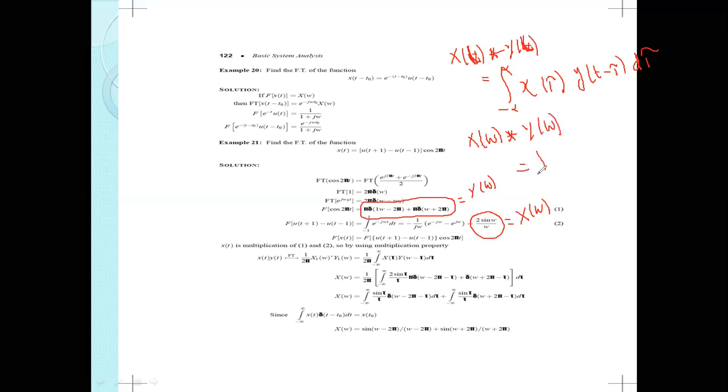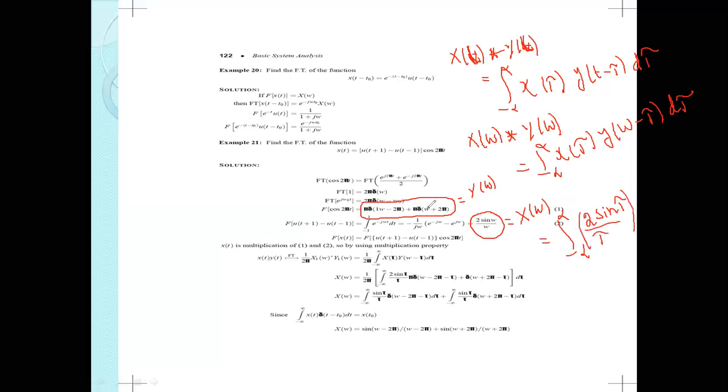Now it becomes the integral from minus infinity to infinity of X of tau, Y of, now the t is omega, omega minus tau, d tau. Okay, this is the second function. Then that is equal to the integral from minus infinity to infinity. What is the X of omega? We considered 2 sine omega by omega. Instead of omega here, it is tau. So 2 sine tau by tau.